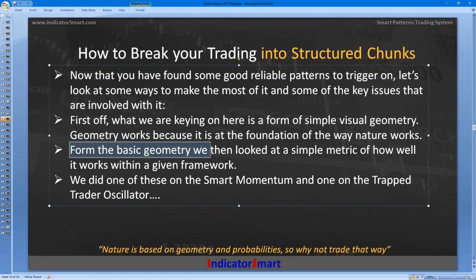Form the basic geometry. And then we looked at a simple metric, just tallying it up, of how well it works within a given framework. Simple. We did one with the Smart Momentum, and we did one with the Trap Trader Oscillator. These are tools from Indicator Smart, our sister site. Nature is based on geometry and probabilities, so why not trade that way? So that's what we did. We took a geometry, and then we applied a probability just by tallying it up.